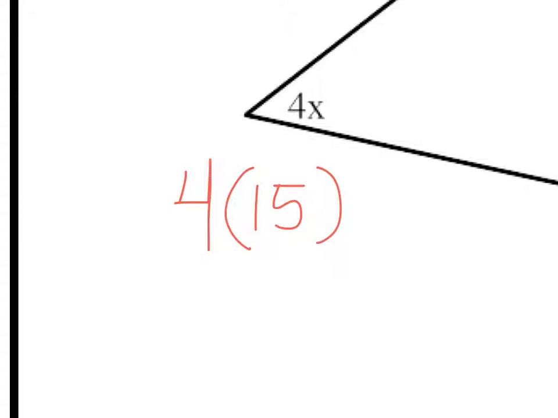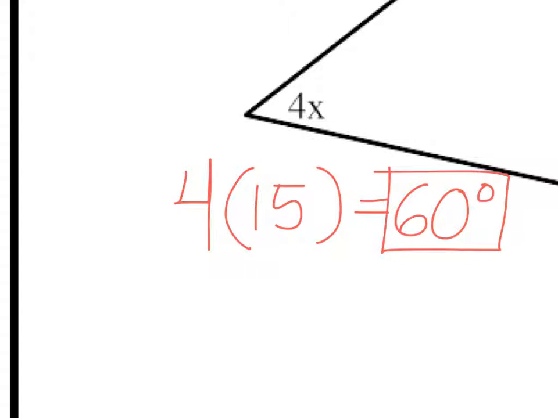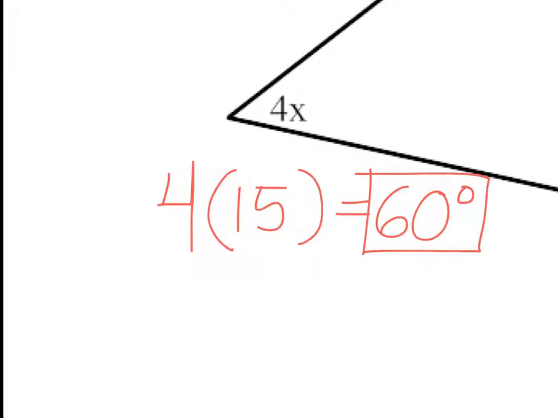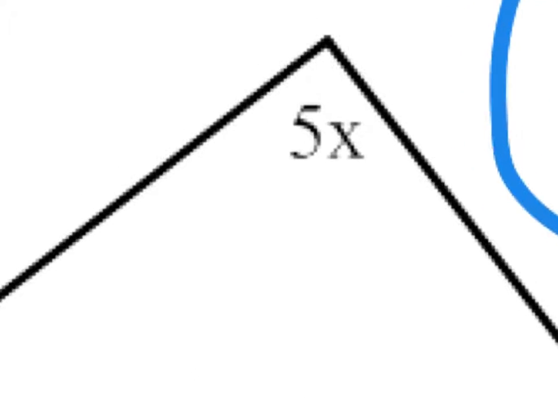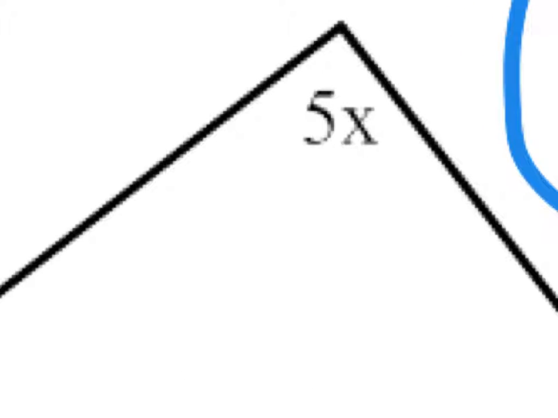15 times 2 is 30. So this would be 60 degrees. That is a final answer. But you have to do each angle. So you got 60 degrees for 4x. Now you gotta do the same thing with 5x. This is 5 times x, so 5 times 15. 15, 30, 45, 60, 75.